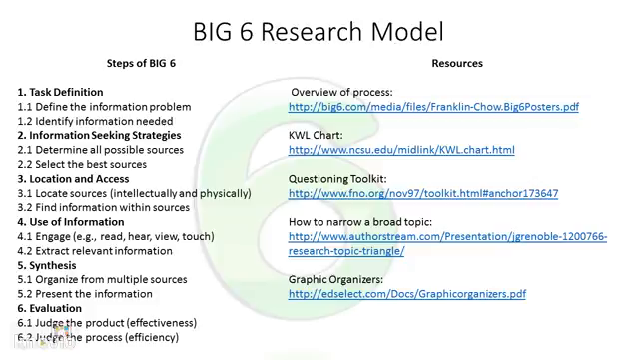The fourth step is using that information. You're going to engage with that information by reading, hearing, viewing, and touching that information. You can interview family members or people that are experts in that area. You're going to take out the most relevant information, and then in step 5, you're going to use that information from many different sources, and you're going to create some type of presentation, a paper, a video, a cartoon, anything you want.